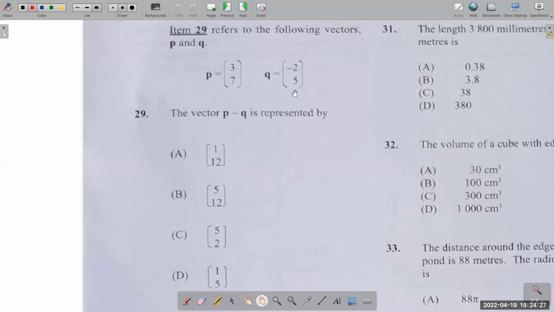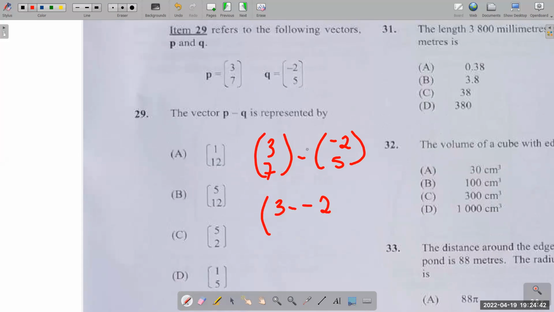So we have P, we got vector Q. They want us to subtract P minus Q. So we're going to have 3, 7 minus negative 2, 5. So what we're going to end up with is 3 minus negative 2. Don't forget you've got 2 clashing signs. You're subtracting a negative. And then you have 7 minus 5. So what we're going to end up with? Positive 5 and positive 2. Everybody following? Because these two signs can come together and turn into a plus.